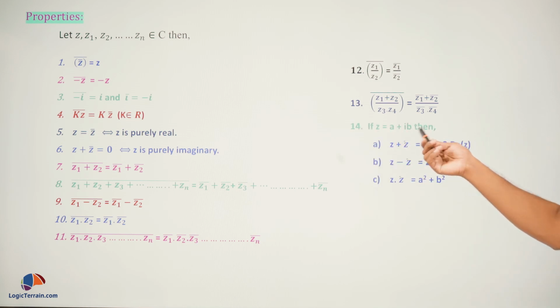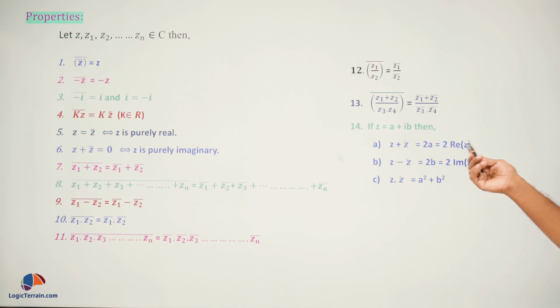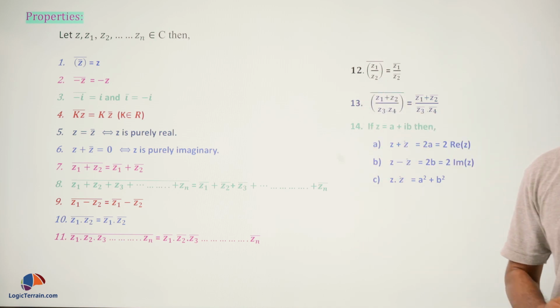If Z is equal to a plus ib, then Z plus the conjugate of Z is equal to 2a, that is 2 times the real part of Z, and Z minus the conjugate of Z is equal to 2b, that is 2 times the imaginary part, and Z into the conjugate of Z is equal to a square plus b square. So these are the properties that hold for the conjugate of complex numbers.